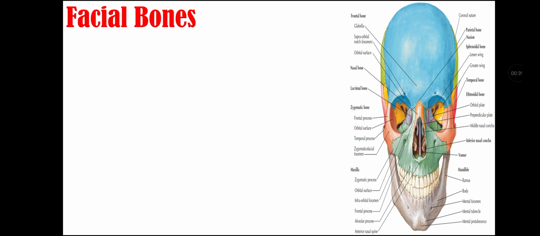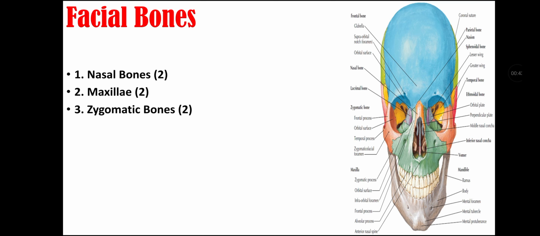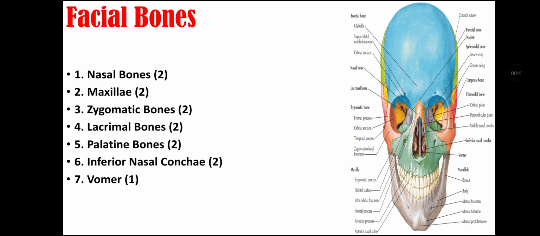Now let's talk about facial bones. They include nasal bones, maxilla, zygomatic bone, lacrimal bone, palatine bone, inferior nasal conchae, vomer, mandible. Now let's talk about these facial bones one by one.